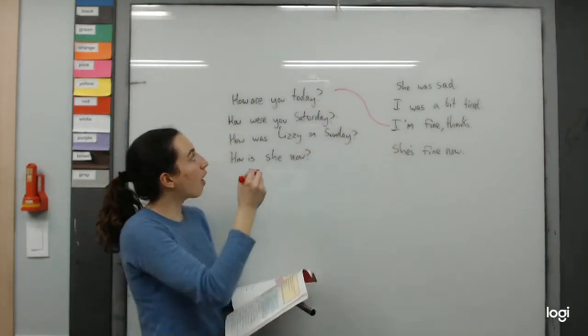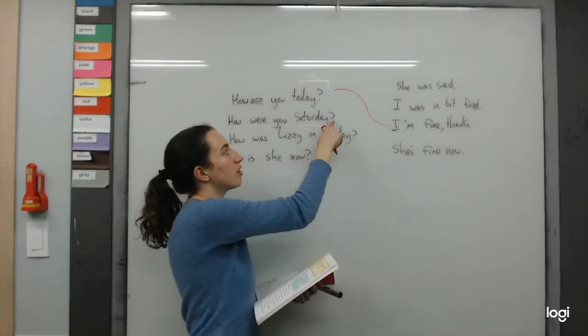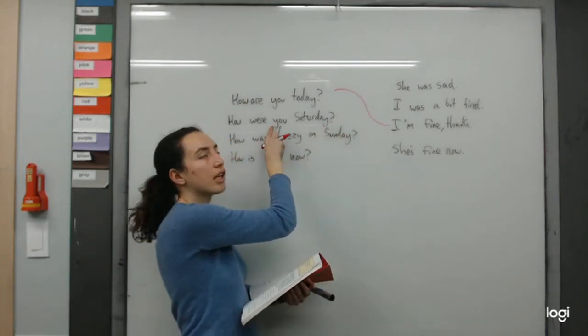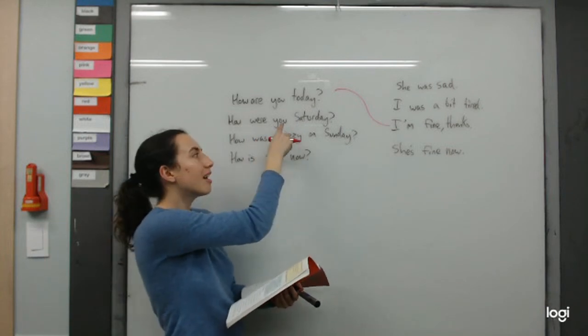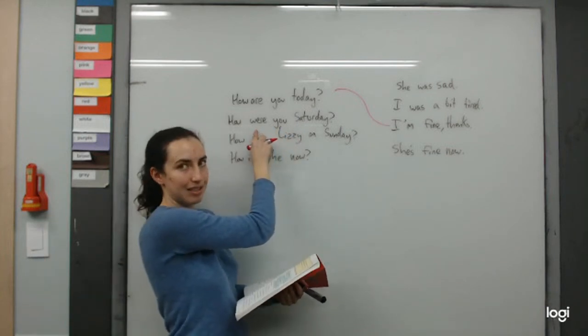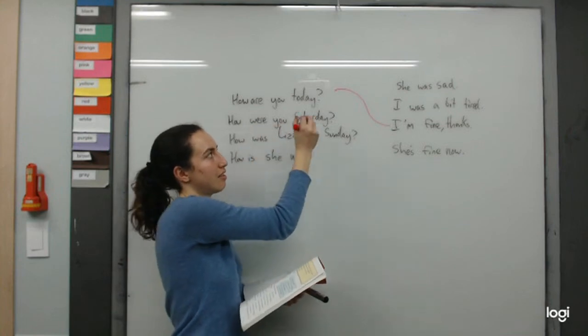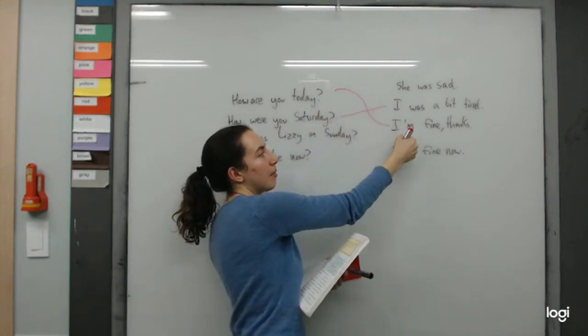The next one, how were you Saturday? So this one, again, you, the answering person, will say I, but were is past tense. So, past tense, I not am, I was.